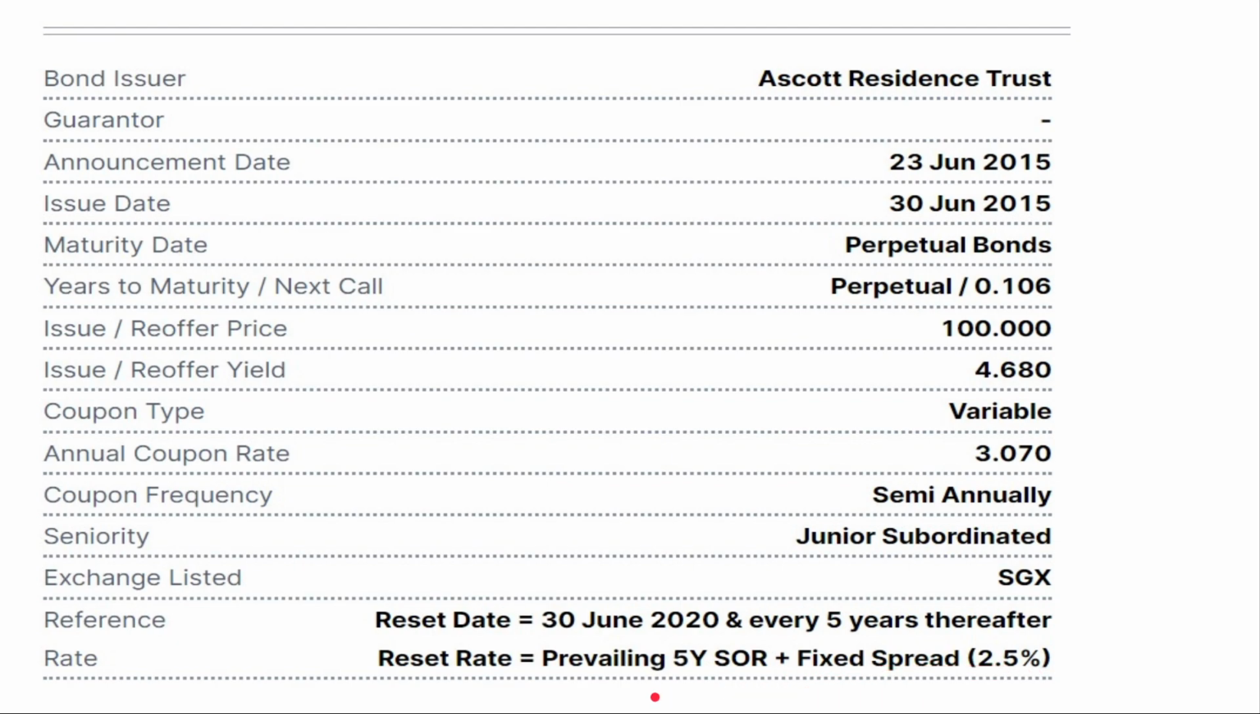And back then, because interest rates just about collapsed, the SOR was very low, just less than 1%, and therefore they managed to lock in the coupon rate for the next 5 years at 3.07%. And the next call date would then be 5 years away from 2020, that's in June 2025, and it remains to be seen where the interest rates will be in 2025 and whether the issuer will choose to again reset the coupon or to call the perp and therefore pay back the perp holders the principal.